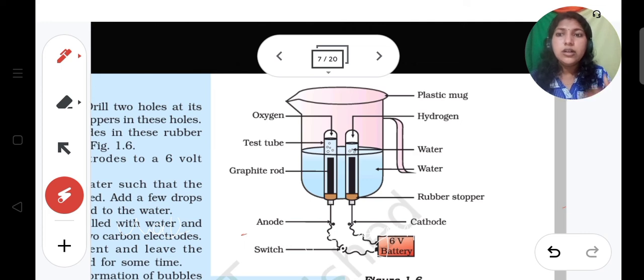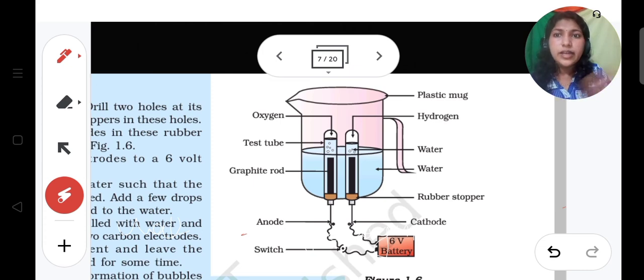So here the anode has a positive charge, so oxygen is deposited there because the opposite charge will be attracted. Okay, the anode is positive, oxygen is deposited at the anode, and what about the cathode? The cathode has a negative charge. Here hydrogen is deposited at the cathode. Okay, this is the reaction taken.